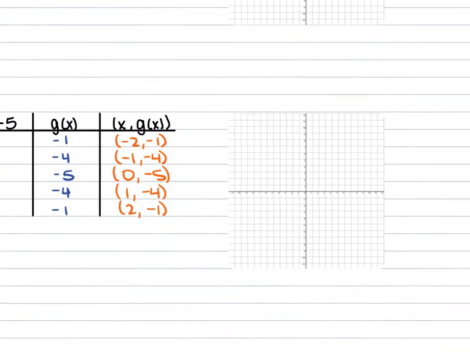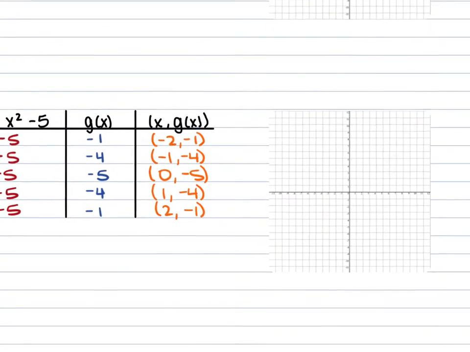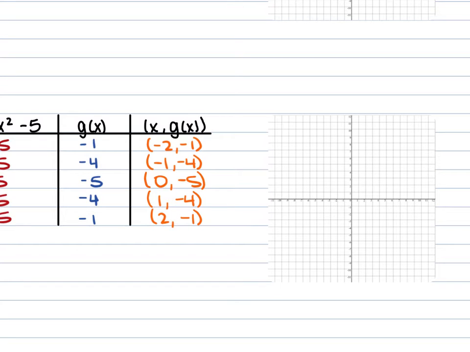On the coordinate plane, we graph these ordered pairs. The negative 2, negative 1 is going to be here. Then we have negative 1, negative 4, 0, negative 5, positive 1, negative 4, and 2, negative 1. So this one, we're going to draw the line through these ordered pairs. Put our arrows. We'll realize that you see how that vertex goes down 5 units and is at negative 5 on the y-axis.